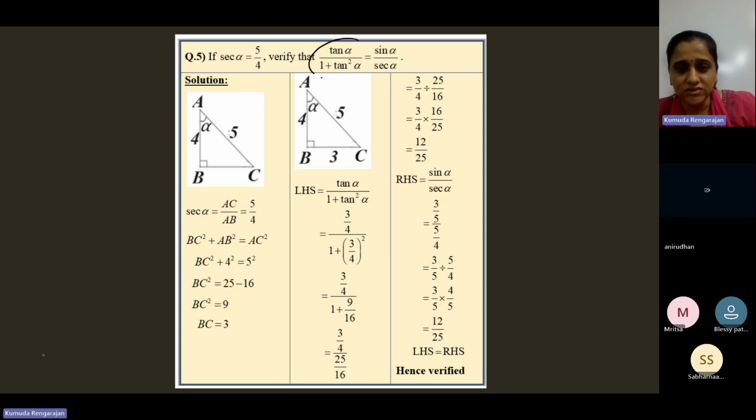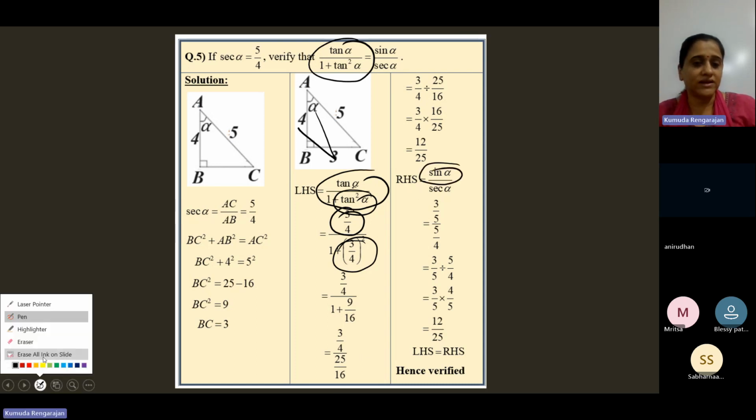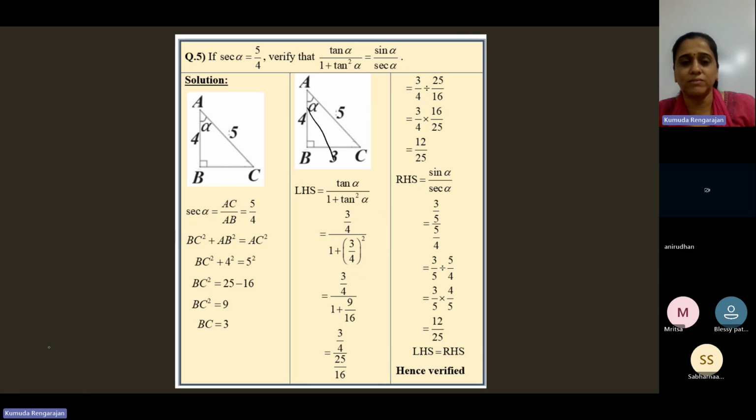So take up the LHS. What is tan alpha? Opposite by hypotenuse. Sorry, tan is opposite by adjacent, 3 by 4. So tan square alpha will be 3 by 4 the whole square, and simplify. RHS, sine alpha is opposite by hypotenuse, 3 by 5. What's secant alpha? Hypotenuse by adjacent, 5 by 4. That's all.